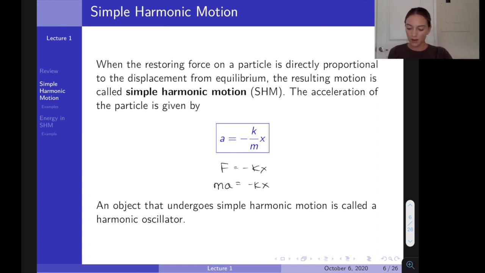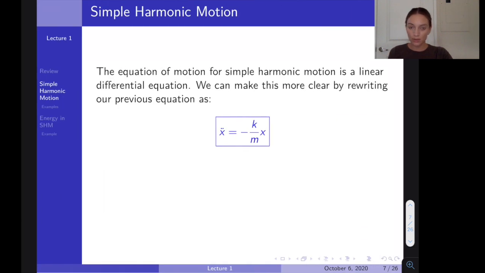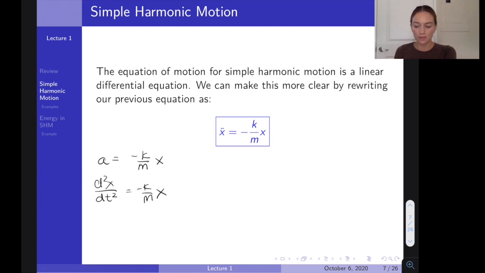So remember that acceleration is actually the second derivative of position with respect to time. So we can rewrite that previous equation as this. Now you might not have seen this notation before, but I'm going to show it to you right now. So we had in our previous slide that the acceleration is negative k over m times x. We know that the acceleration, like I said, is the second derivative of position with respect to time. Now in physics, we always write the double derivative with respect to time as a dot. So when we have x double dot, that just means the double derivative with respect to time.